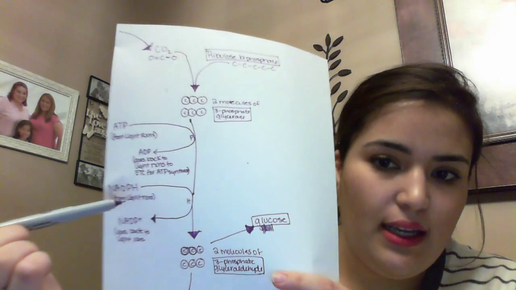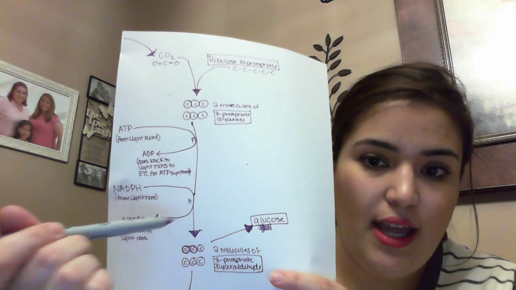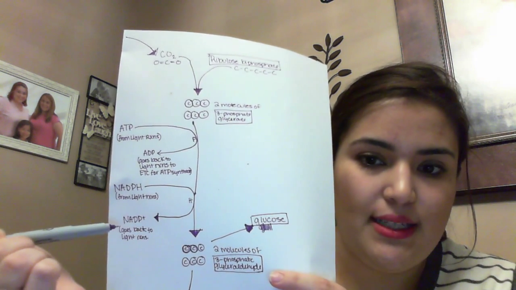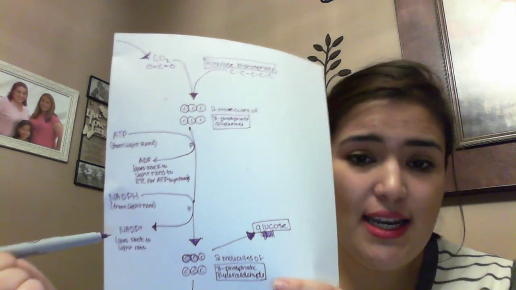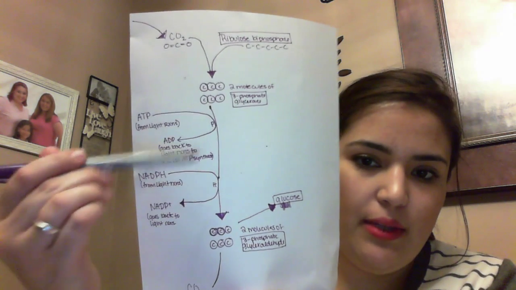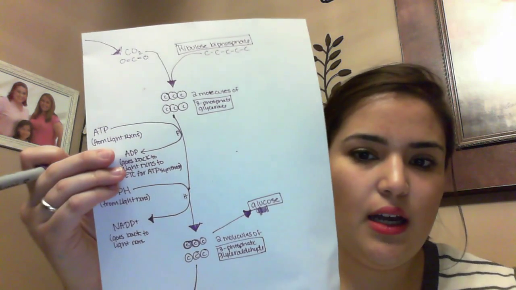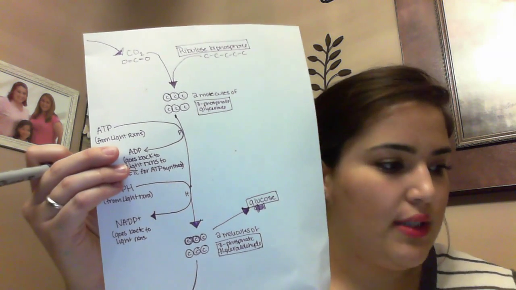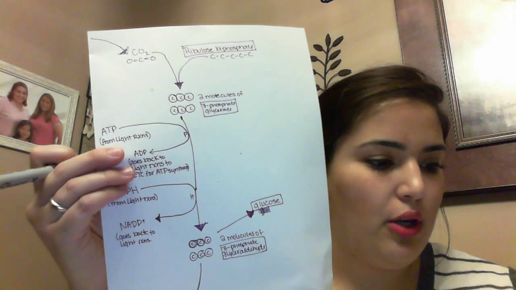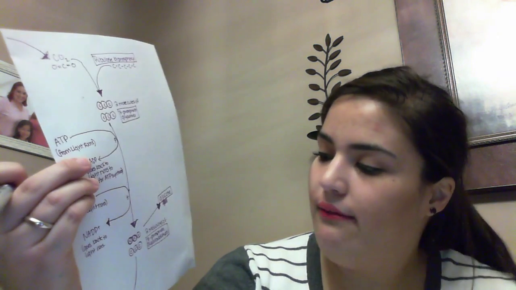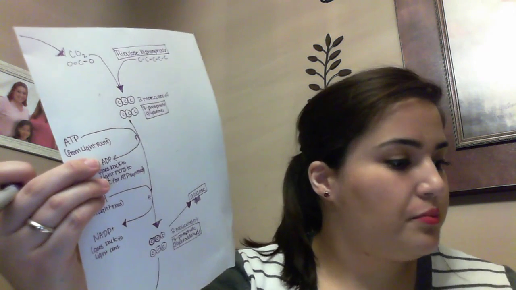The NADPH is going to lose a hydrogen, and it's going to just be oxidized back to NADP+, and that NADP+ is going to go back and be used again in the light reactions as well. So during all of these reactions that are taking place right here, a new molecule is going to be formed, and that molecule is going to be called 3-phosphate glyceraldehyde.